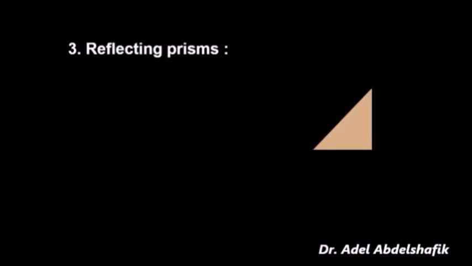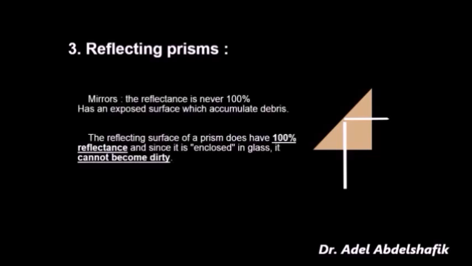Third example, reflecting prism. Using this phenomenon of total internal reflection, prisms can be used as mirrors. When a right-angle prism is arranged in such a way that rays fall from a denser to a rarer medium, total internal reflection will occur, and this surface of the prism will act like a mirror. This reflecting surface has 100% reflectance since it is enclosed in glass, and thus it cannot get dirty.